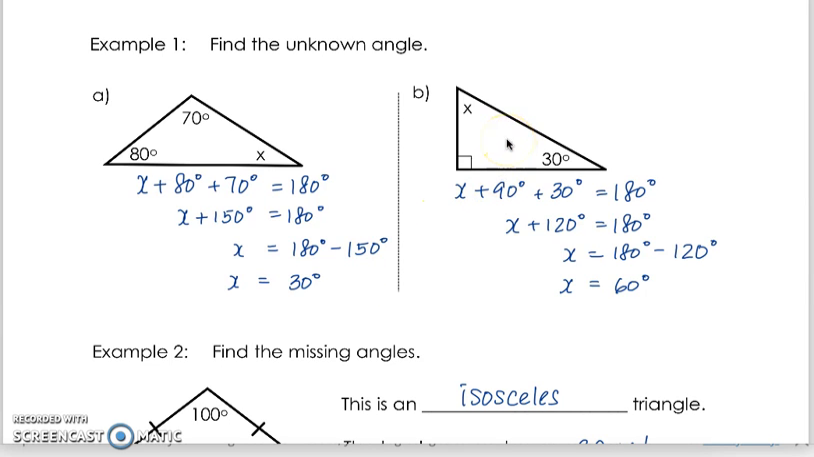Question B. So here we have a right angle triangle because I know the symbol stands for a 90-degree angle. Therefore, we can say that X plus 90 degrees plus 30 degrees is equal to 180 degrees. Or X is equal to 180 degrees minus the sum of 90 and 30 degrees, which is 120 degrees. And that gives us X equals 60 degrees.